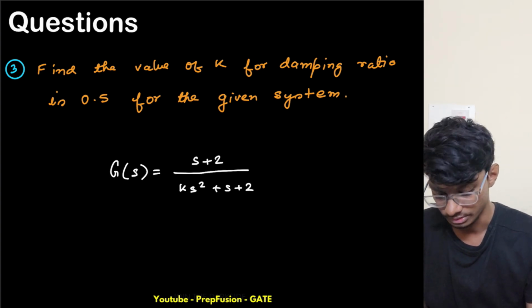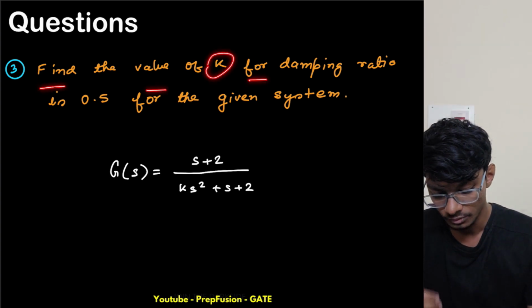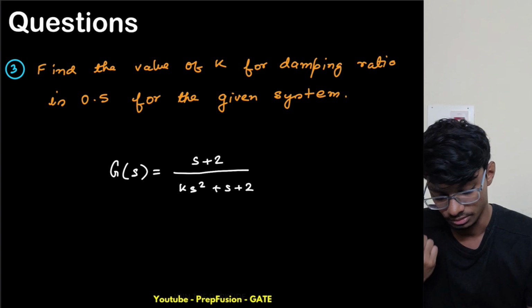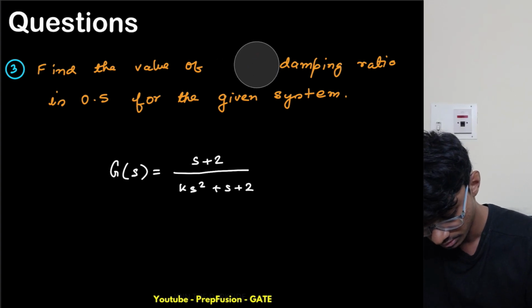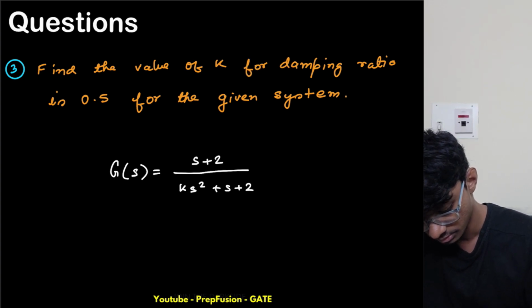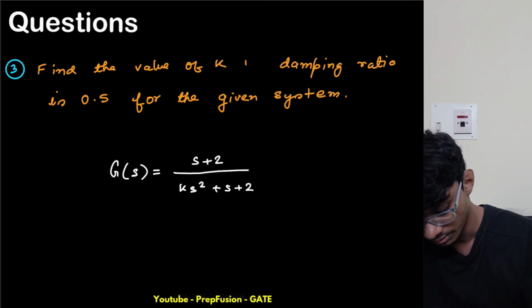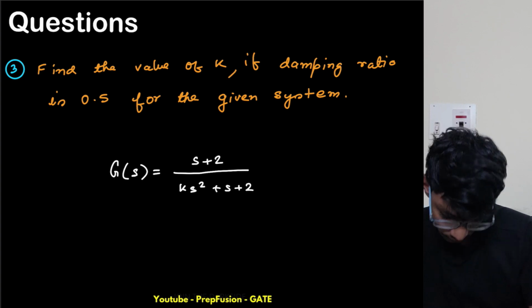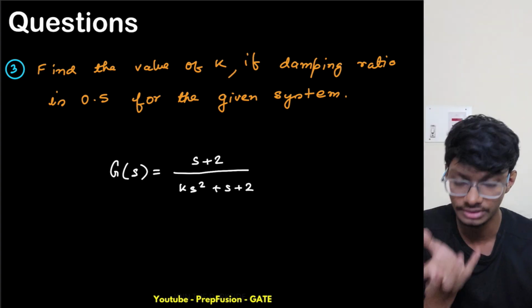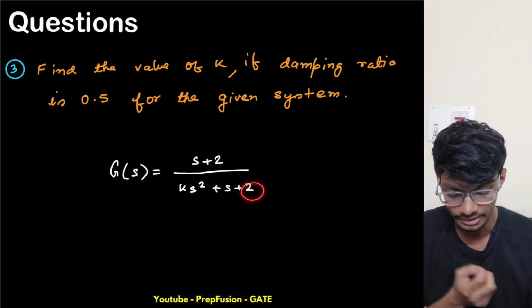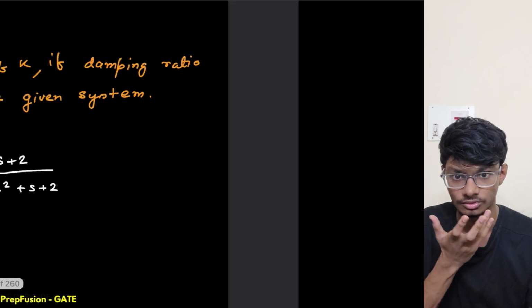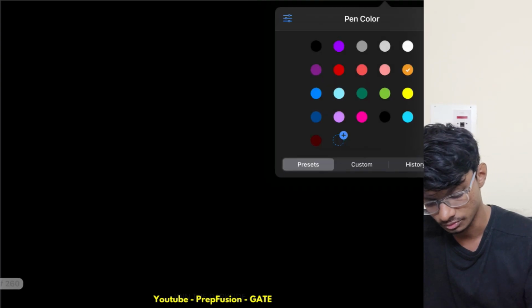In this question, we have to find the value of K for which the damping ratio is 0.5 for the given system. Damping ratio has been given, but I have to find this value of K. So you might say that my omega n square is 2, right?